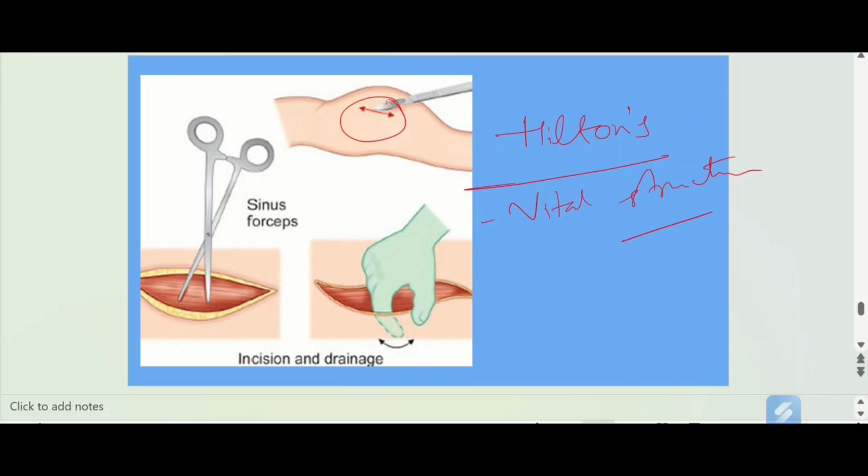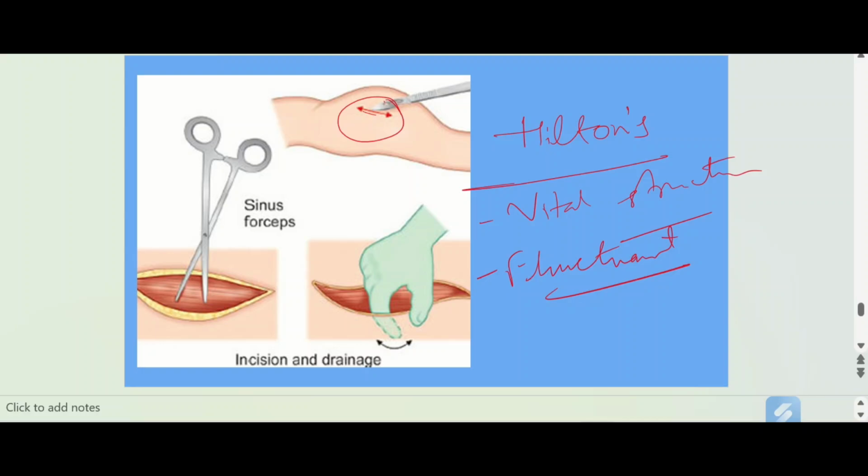What we do is, first we give local anesthesia to the area, then with a stab knife we make an incision over the most fluctuant point. And then we insert a Lister's sinus forceps. This is a sinus forceps, also called Lister's sinus forceps. By closing the two blades of the forceps, we push it. So this is a kind of blunt dissection. We push the Lister's sinus forceps until it reaches the deep fascia.